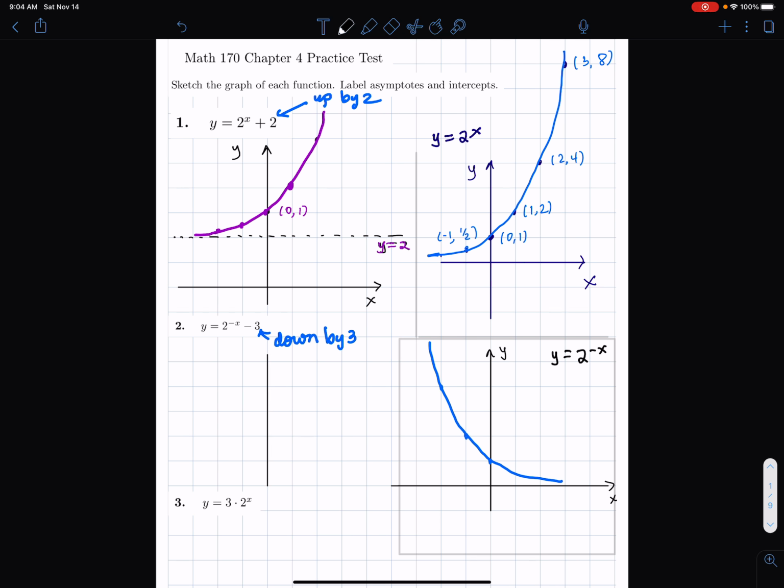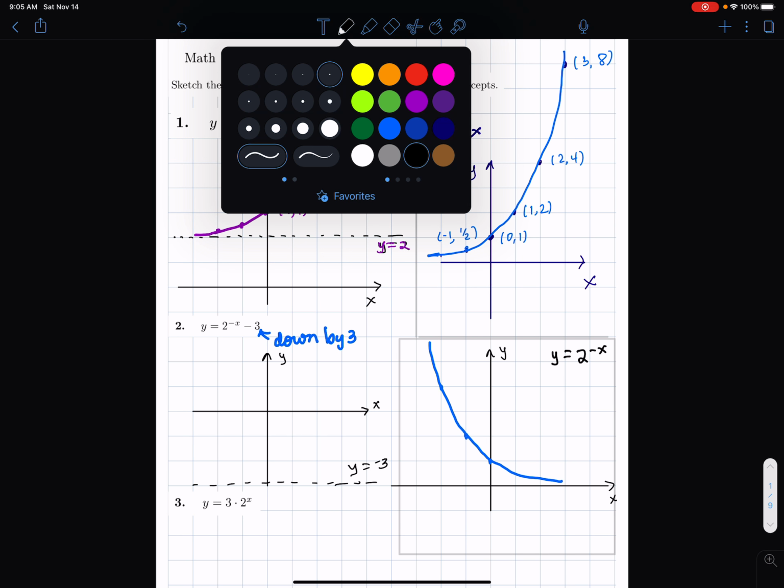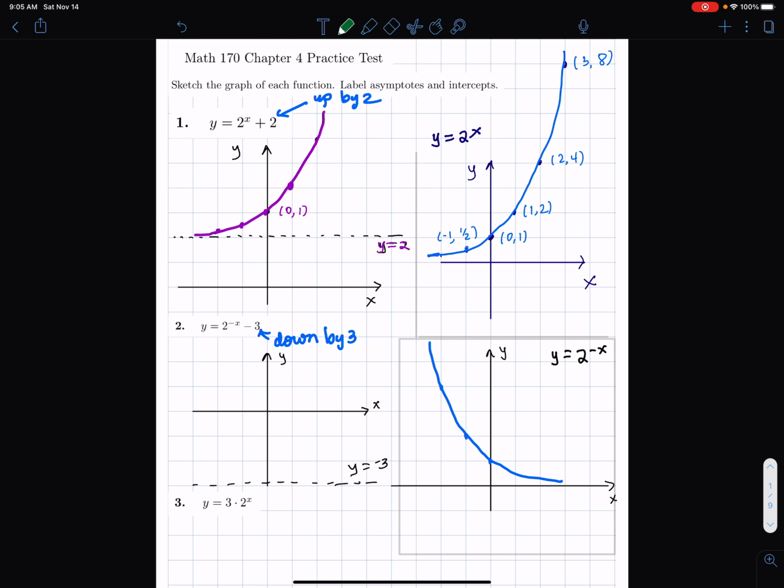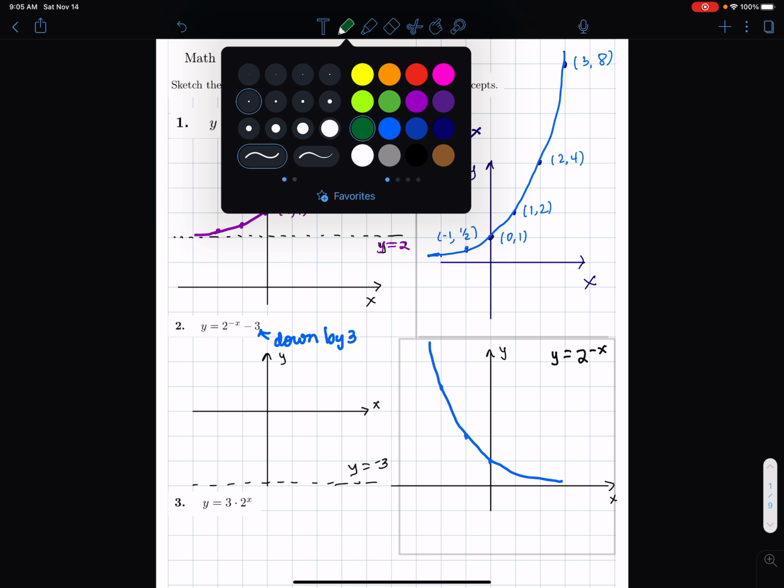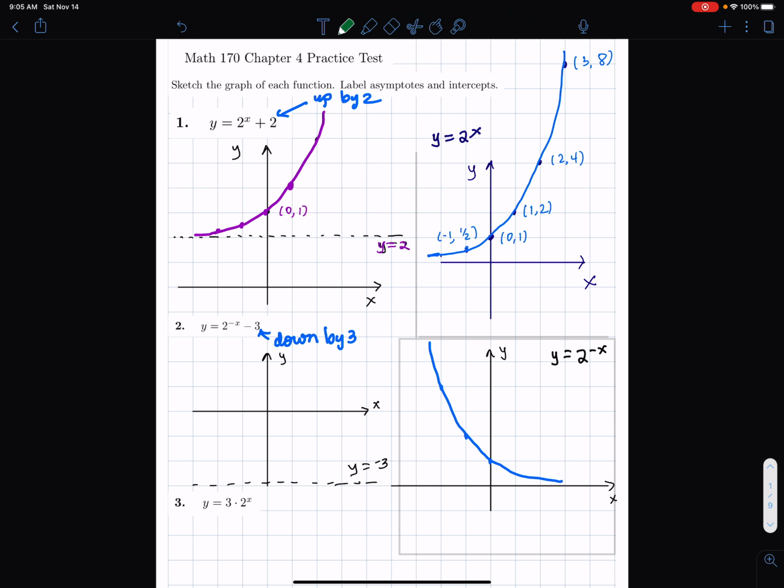I wish I had different graph paper with squares a little smaller, which I can do, but I guess I'll just stick with this. Why don't I stick with the purple theme? So you just take this graph on the right and you shift it down by 3.